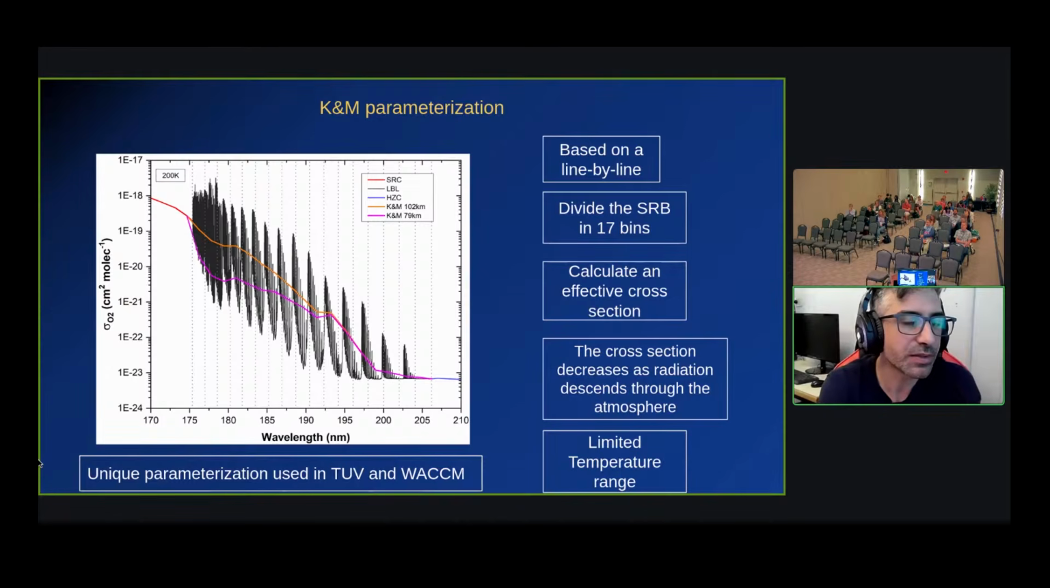Here we can see the line-by-line computation of these bands at 200 Kelvin, and how the parametrization shows two different lines for the same temperature but a different altitude. In orange we can see the effective cross-section at 102 kilometers, and in pink the effective cross-section at 79 kilometers.